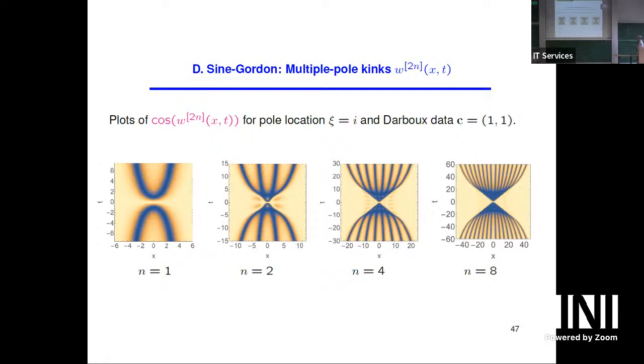Solutions of Sine-Gordon: we're looking at real valued solutions of Sine-Gordon. That's generally what's of interest physically. And so this is just the amplitude. And you see a lot of similarities with the NLS type solutions. We've got this elliptic region here. We've got a quiescent region here.